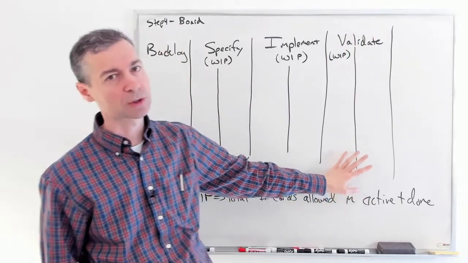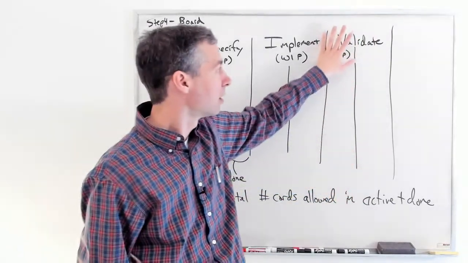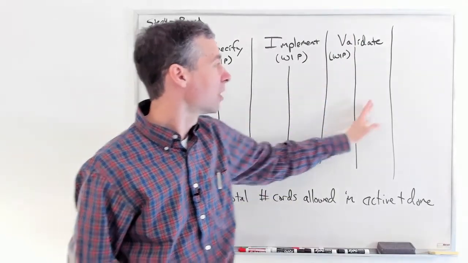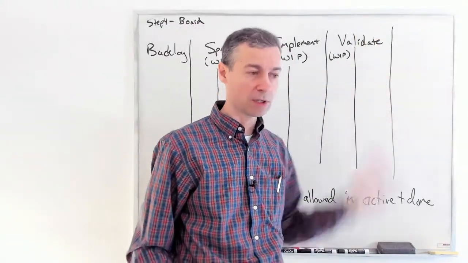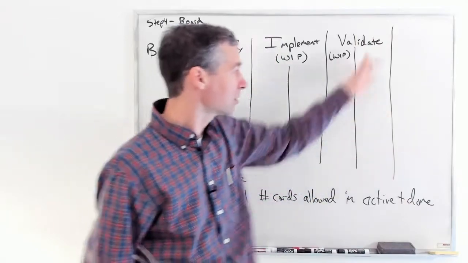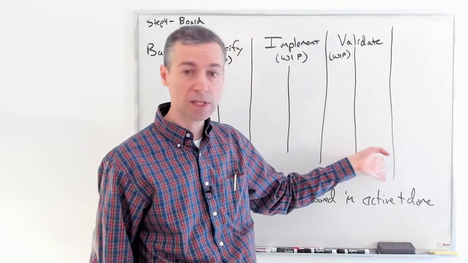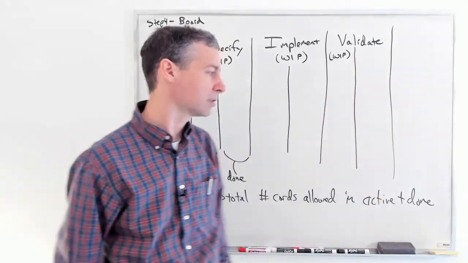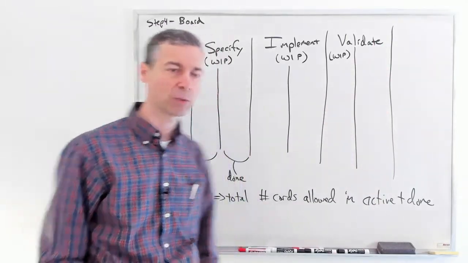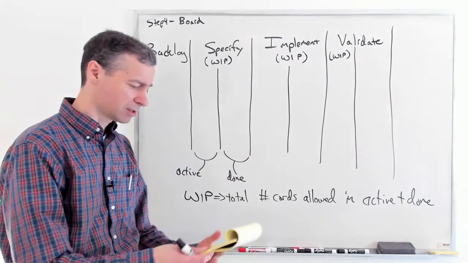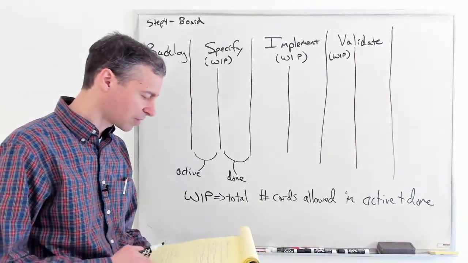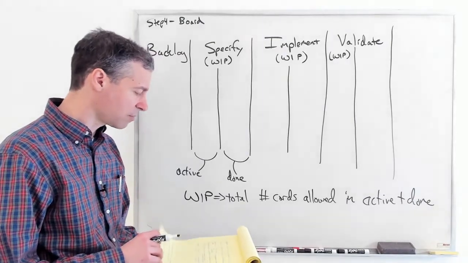In validate, because this is the very last step, whatever your workflow is with its last step, the work in progress limit is just for what's active, because there should eventually be a gigantic pile of stuff in done, because it's the end of the workflow. So we're not going to include that in the summation of the work in progress. Otherwise, once we get a certain amount done, we can't do any more work in our workflow. All right, so we make that.